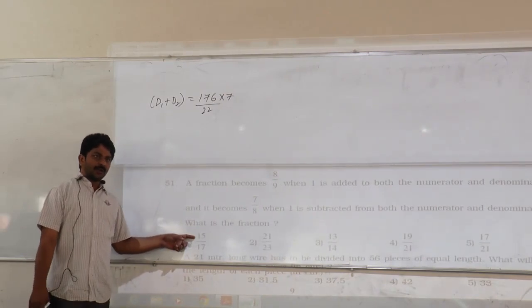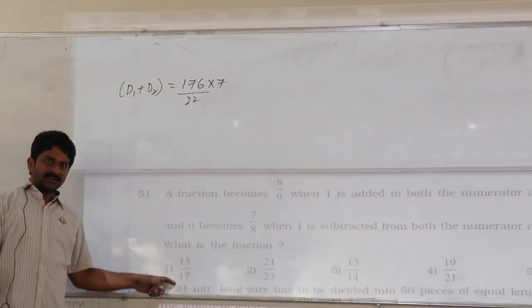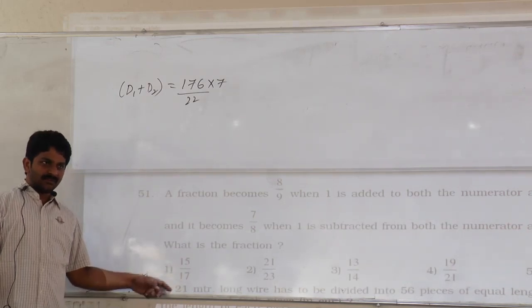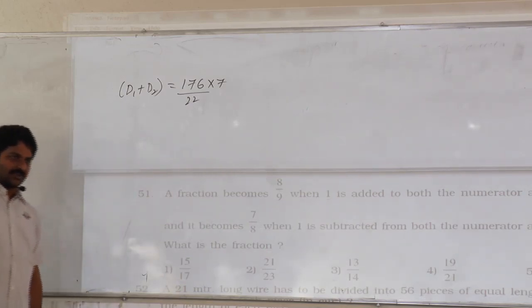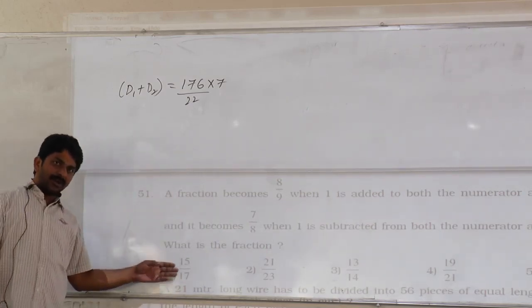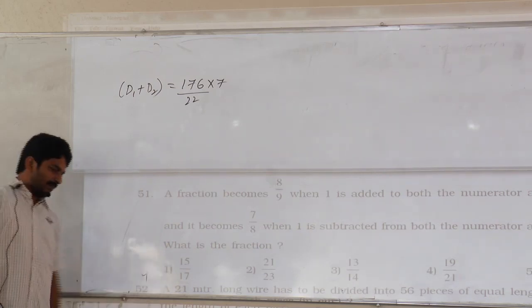When you add 1 to the numerator and denominator, it becomes 16 by 18, which is 8 by 9. Yes or no? Right. And it will not satisfy the other conditions for other numbers. At the same time, when you subtract 1 from the numerator and denominator, again it becomes 14 by 16, which is 7 by 8. Next.